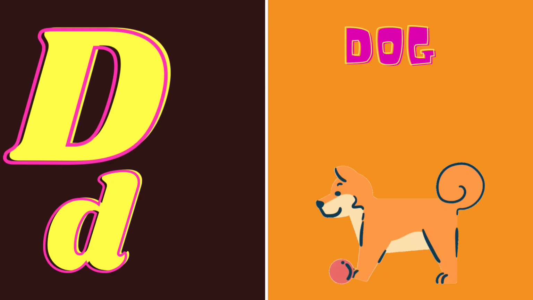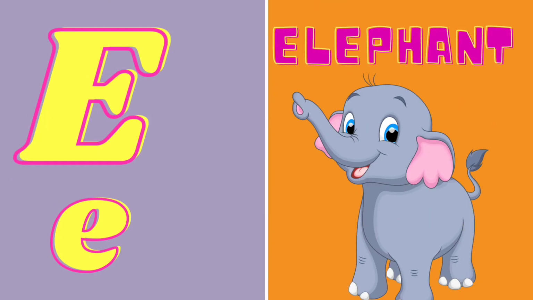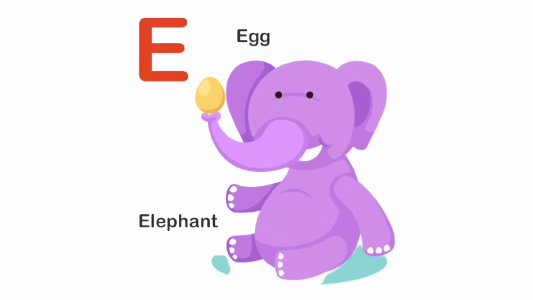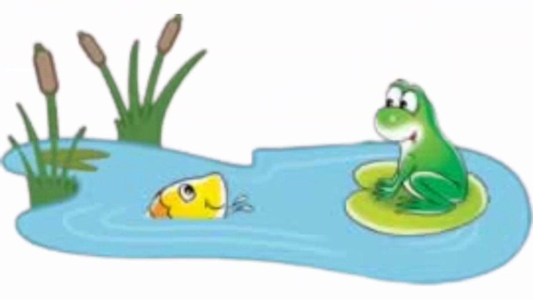D for dog, D for dot, dog dot. E for elephant, E for egg, elephant egg. F for fish, F for frog, fish frog.